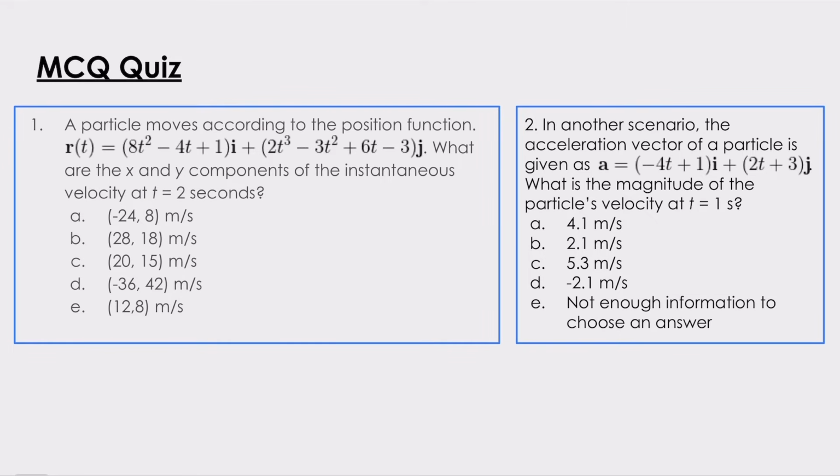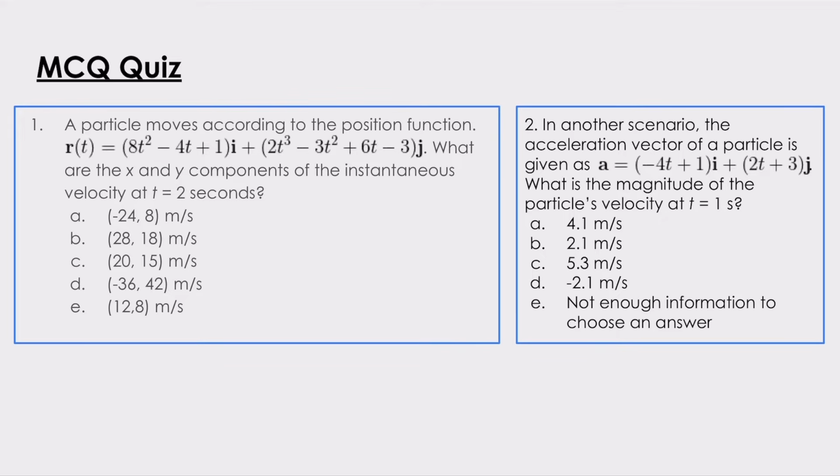So here's a short multiple choice question quiz. Use these to test your knowledge of vector functions and the calculus that relates them to each other based on what we just studied. Okay, I'm hoping you're back and you knew how to solve the problems.